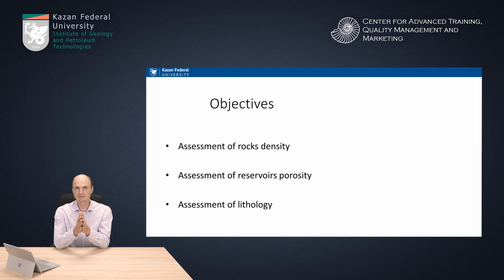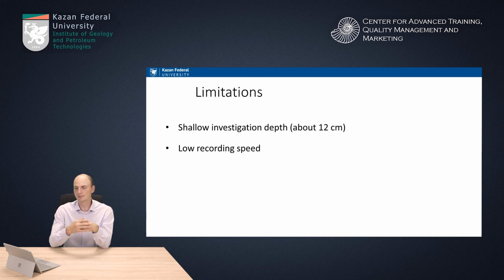The main objectives of the density log are assessment of rock density, assessment of reservoir porosity, and assessment of lithology. The main limitations are the shallow investigation depth, only about 12 centimeters, and the low recording speed.